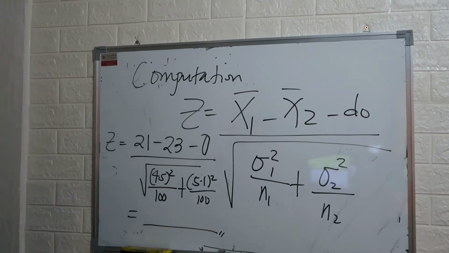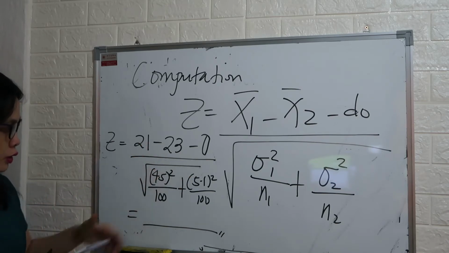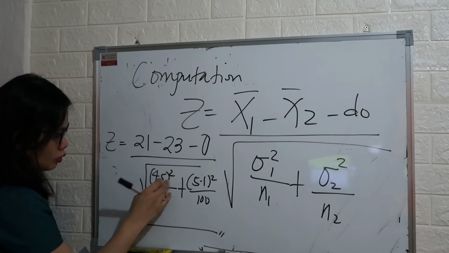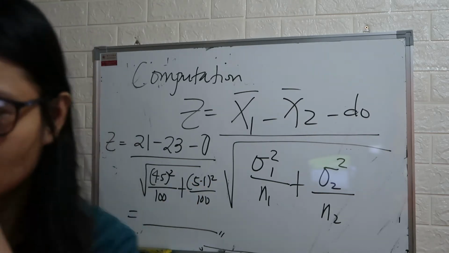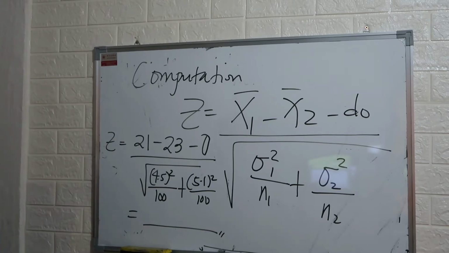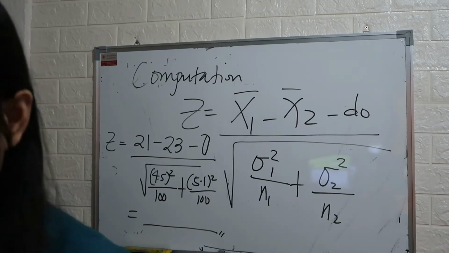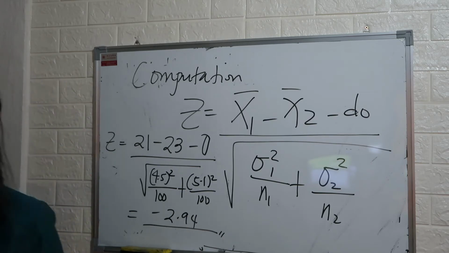What's your z value? 21 minus 23 minus 0 over the square root of 4.5 raised to 2 over 100 plus 5.1 raised to 2 over 100. Get a calculator, give me the z value, people. 2.94. Okay, negative 2.94. Your z value is negative 2.94.